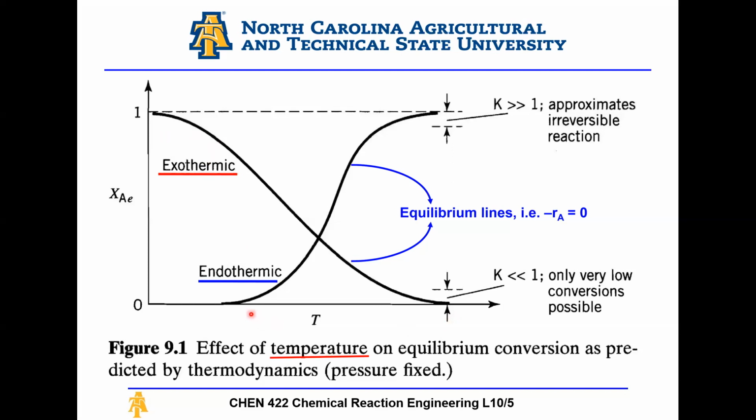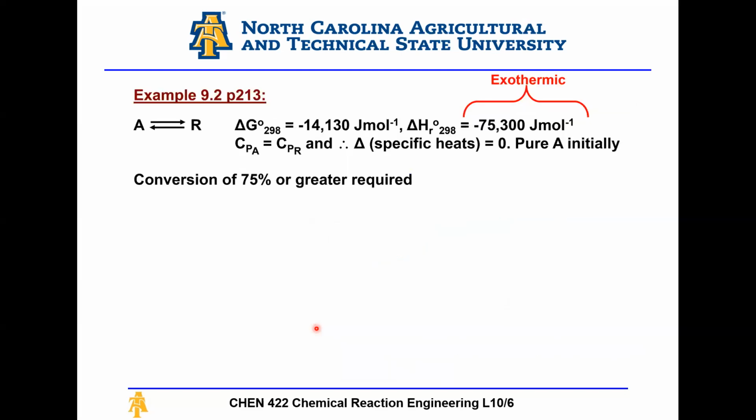Also, as the temperature increases, the equilibrium conversion increases for endothermic reactions. Conversely, as the temperature increases, the equilibrium conversion decreases for exothermic reactions. And this is just the general relationship between your thermodynamic equilibrium constant, your conversion, and your temperature. You need to understand these types of relationships. Okay, so let's have a look at our first example today.